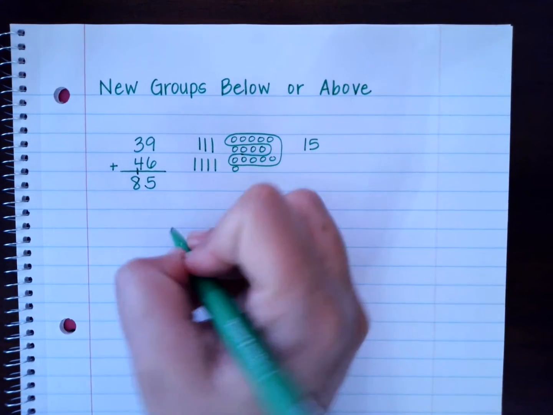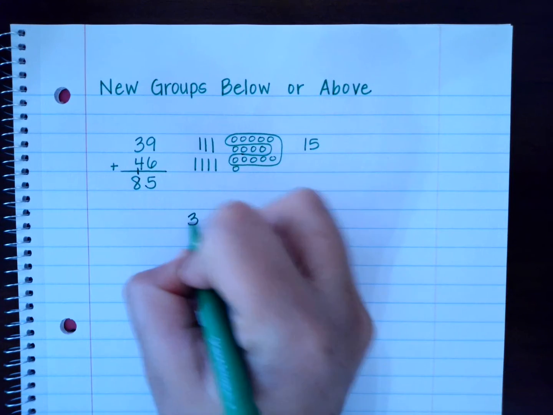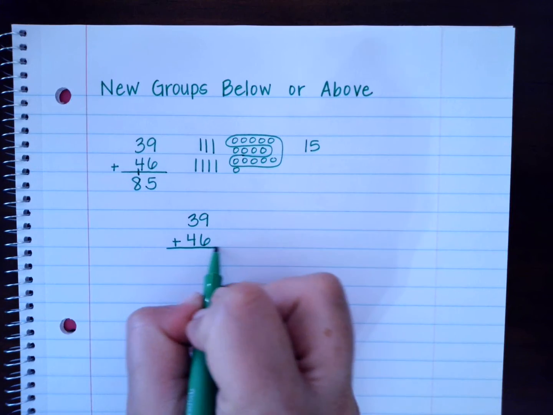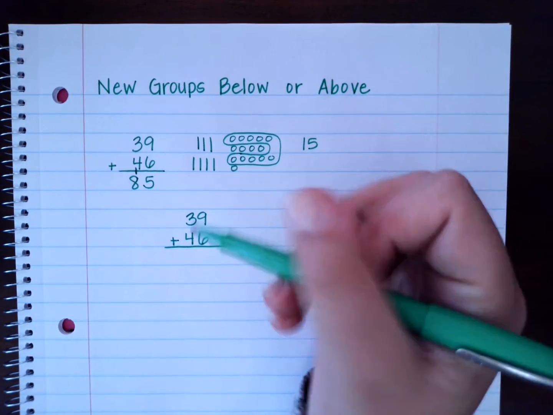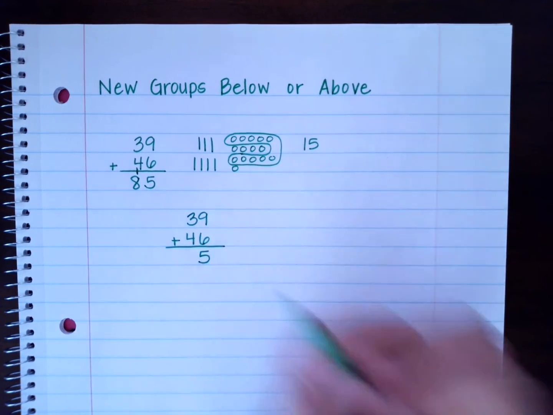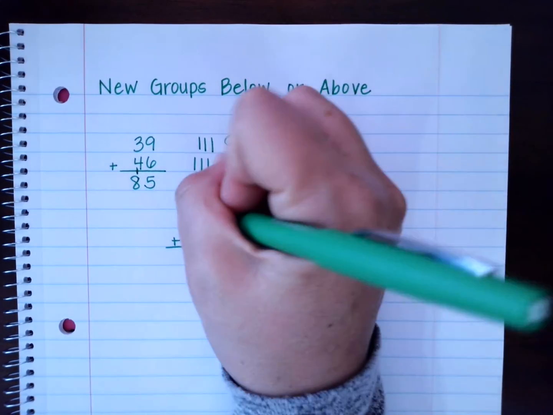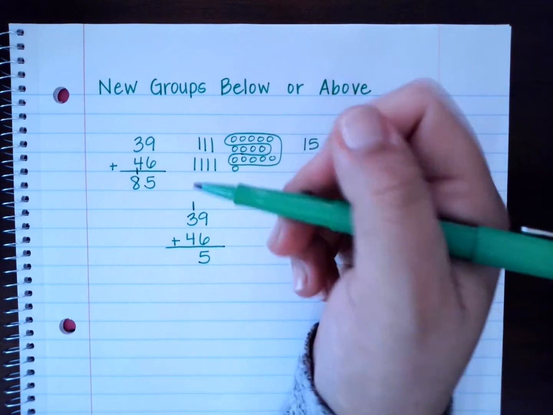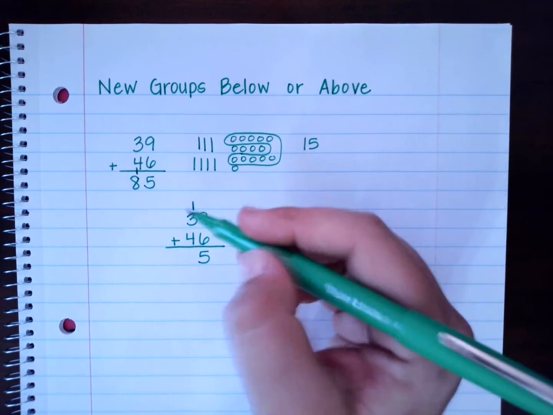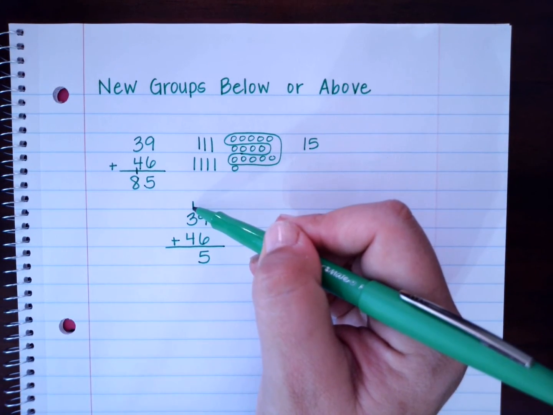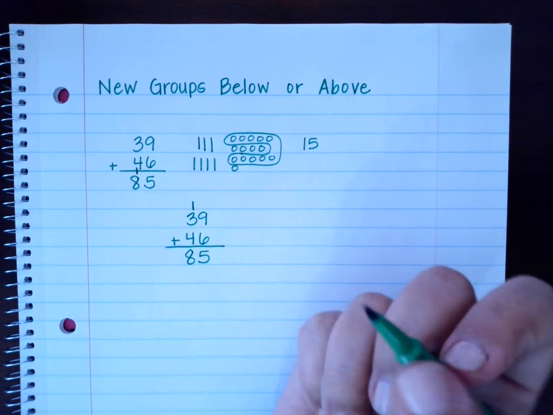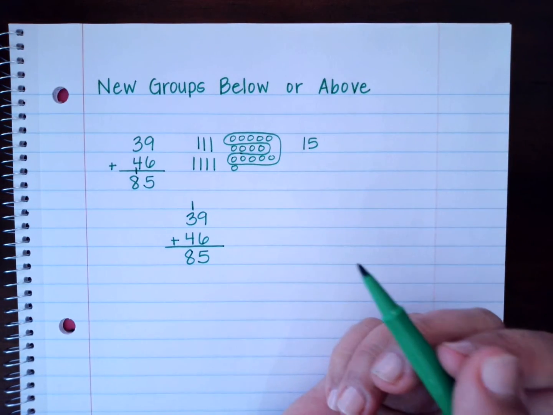Now, we can do the same thing again. If I have 39 plus 46, I can do the same exact thing. I can say 9 plus 6 is 15. So I'm going to put my 5 right there. And this time I'm going to put my new group above my 3. This one is new groups above. Then I can add my 1 plus my 3 plus my 4 and still get an answer of 8.